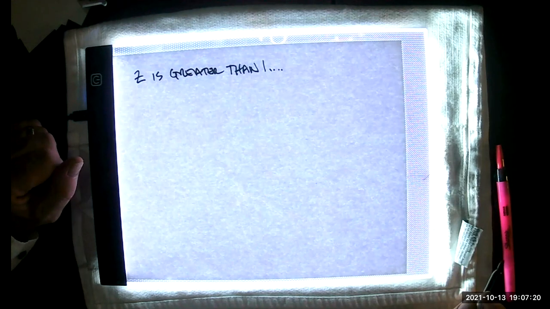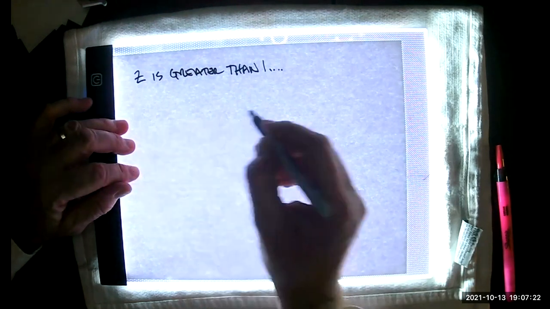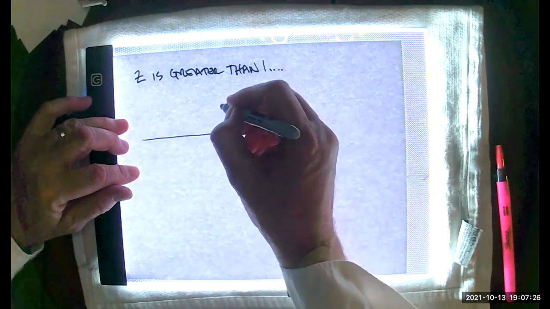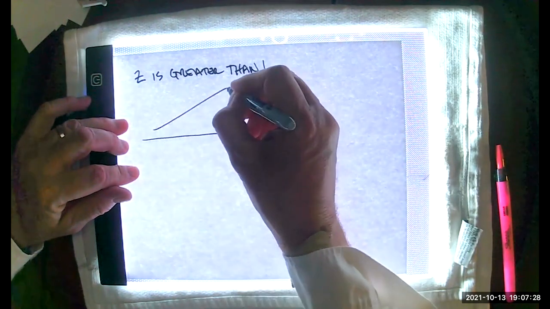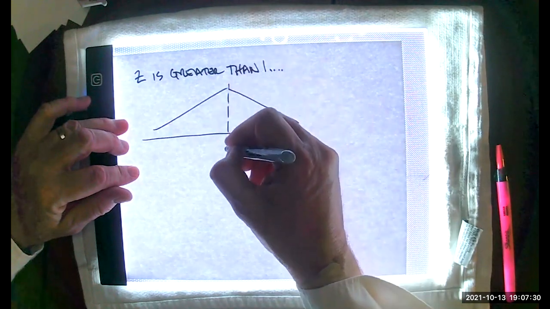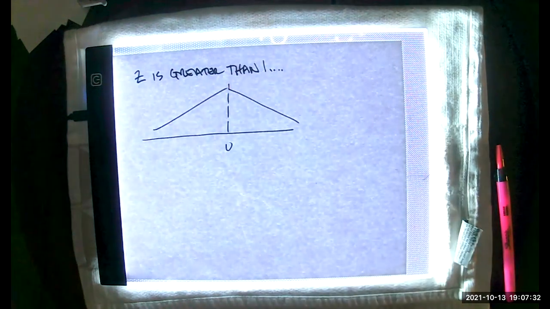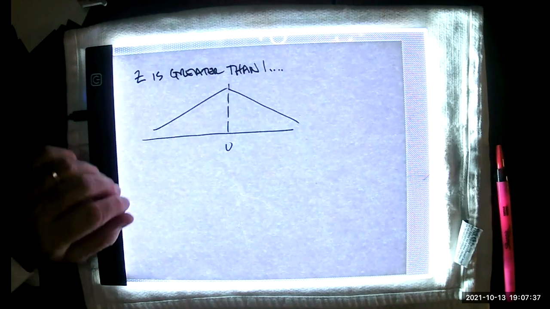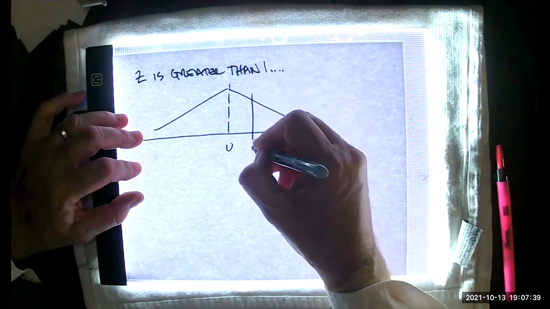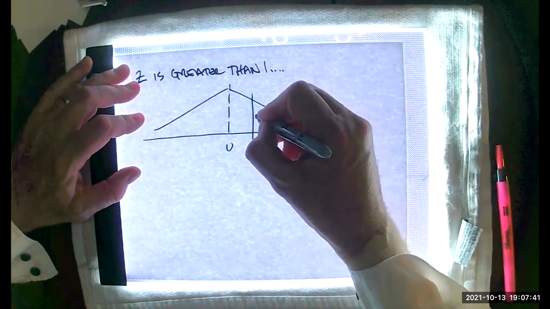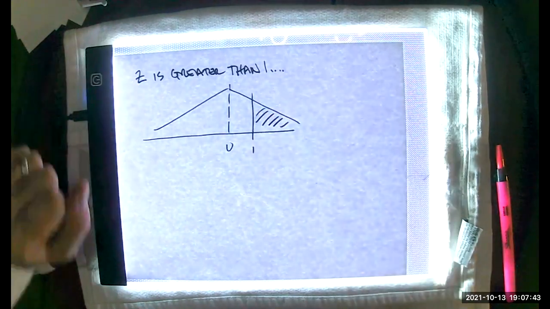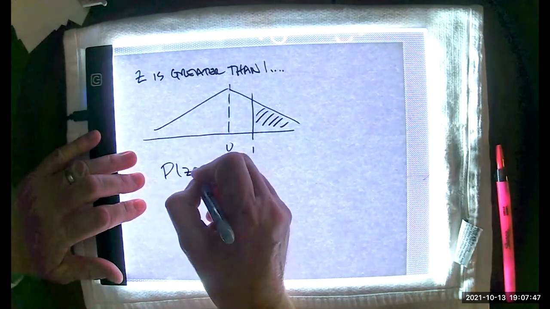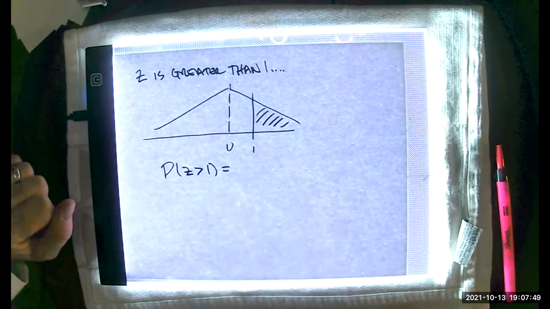So this time, by the way, I draw these distributions so often for just the basic formulation of my problem that often I just throw them down like that. Greater than 1. There's the 1. So I am interested in that area there. I am interested in the probability that Z is greater than 1.